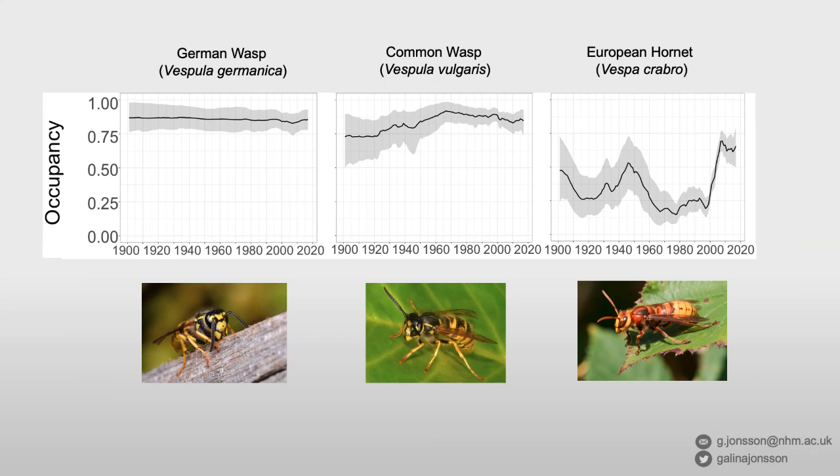We found that 2 species hadn't changed much since the year 1900, whilst the European hornet on the right here had. And as you can see on the y-axis here, which is occupancy, sorry, if the occupancy is 1, the species is found in all of England in this case, and if it's 0, it's not at all found in England. So these were the first quantitative trends for these species prior to the 70s, which demonstrates that specimen data can be used to produce long-term trends.